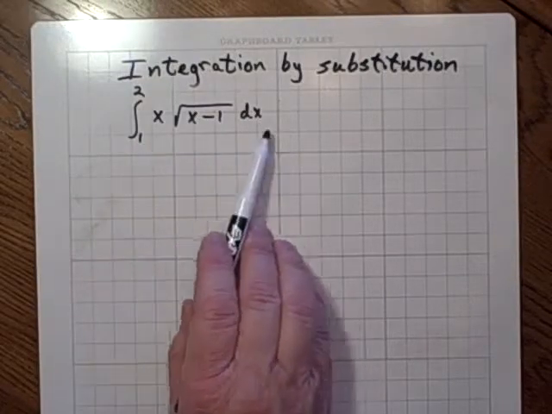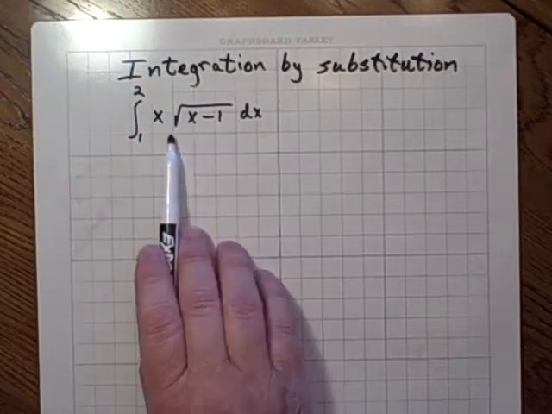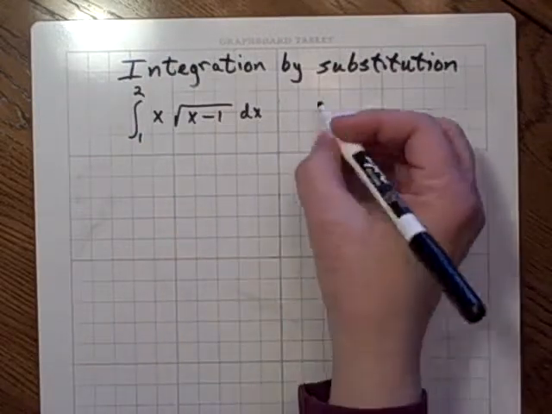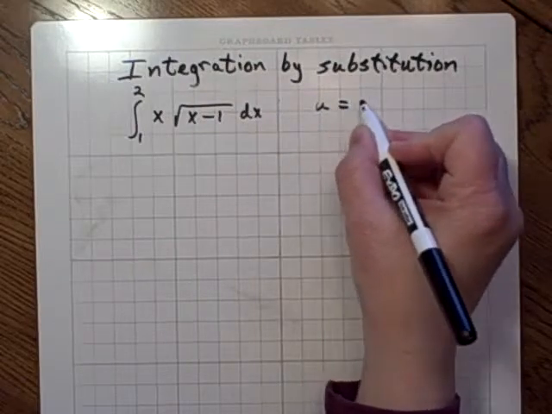We'd like to evaluate this integral from 1 up to 2. It appears to be a substitution because we have an inner function. We begin in the usual fashion. Let u be the inner function.